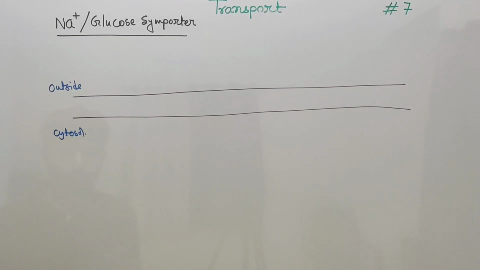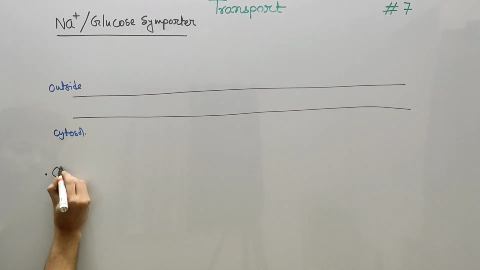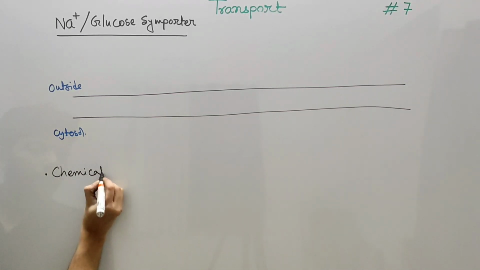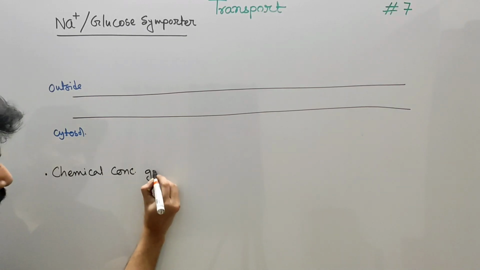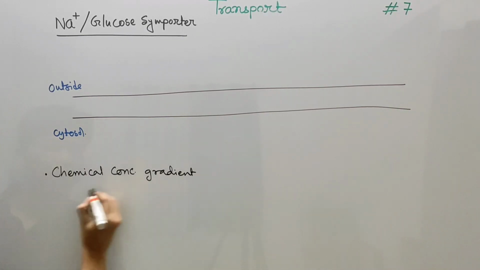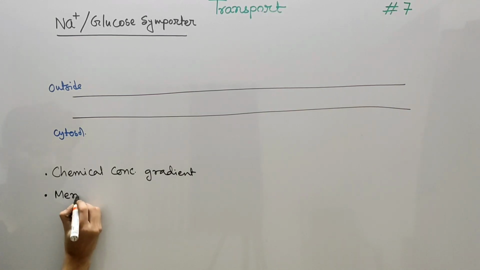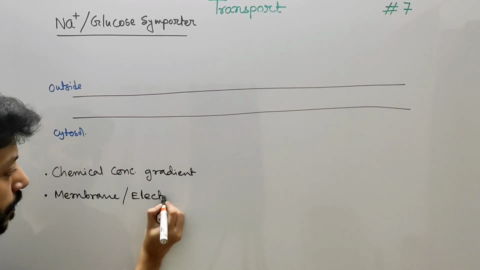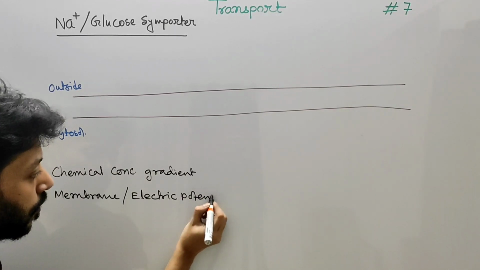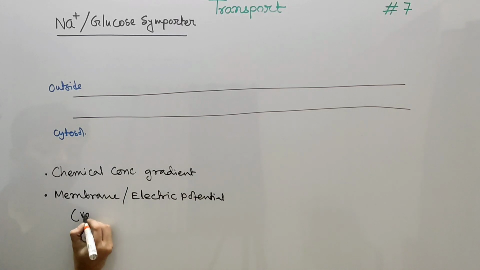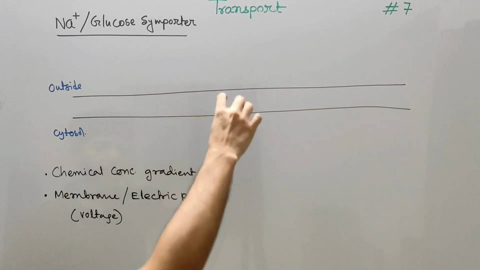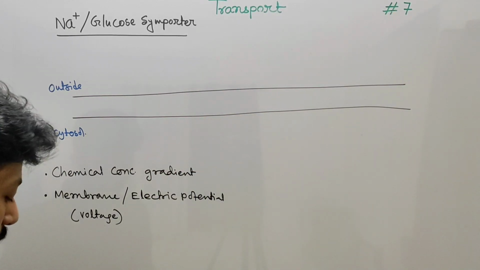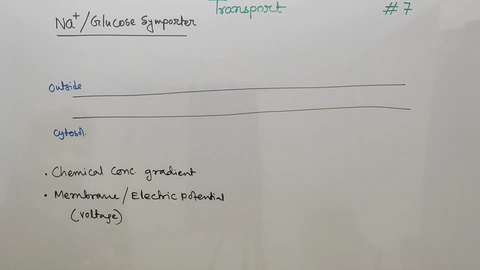So we are actually learning about two points. One is chemical concentration gradient and another is membrane or electric potential, that means the voltage difference in between the plasma membrane or the lipid bilayer. Now at first I will talk about this chemical concentration gradient, this factor.